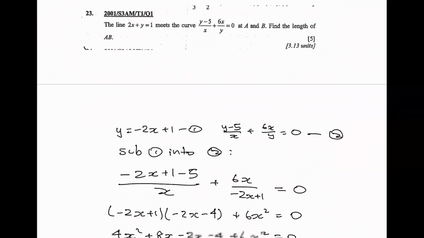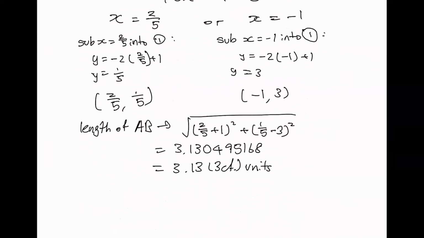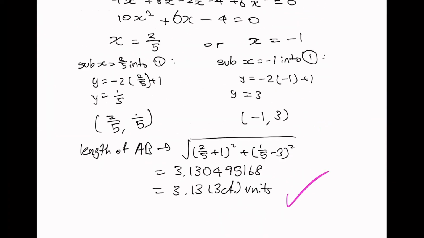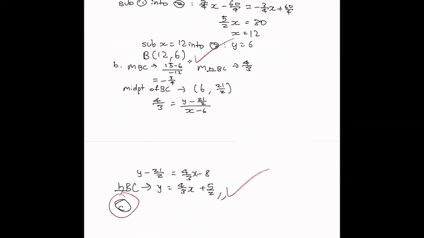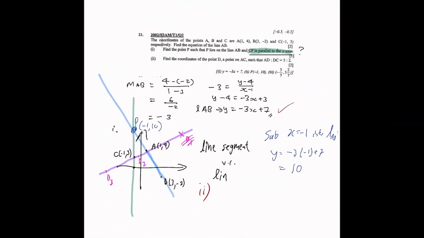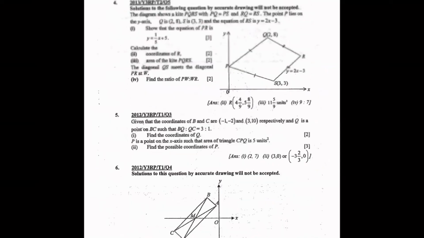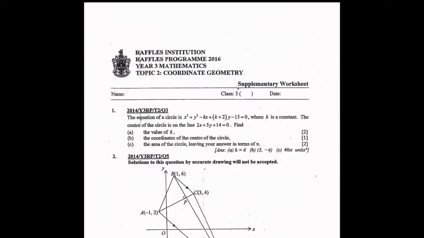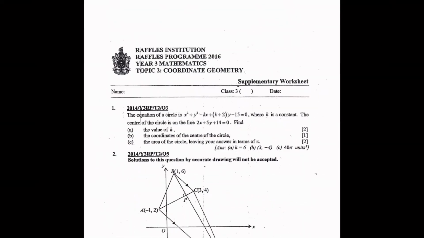Moving on. You got a line, you got a curve, they meet at points A and B, find the length. Do you get the answer? Okay, very good. And that's it. Very good. I think coordinate geometry, you graduate already. You can do most of the questions already. So is it time to move on?